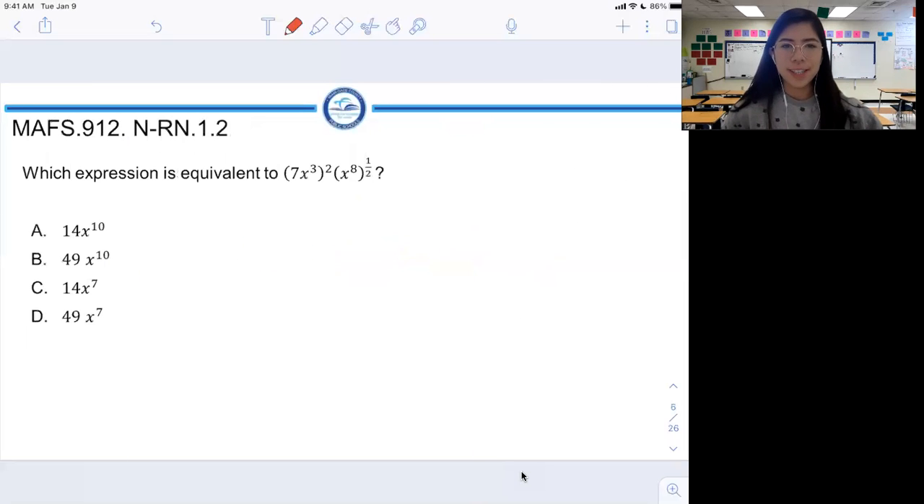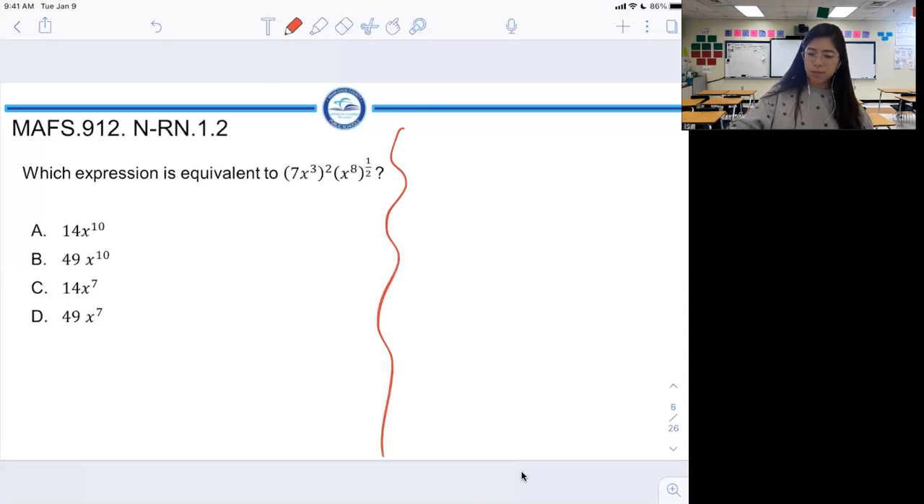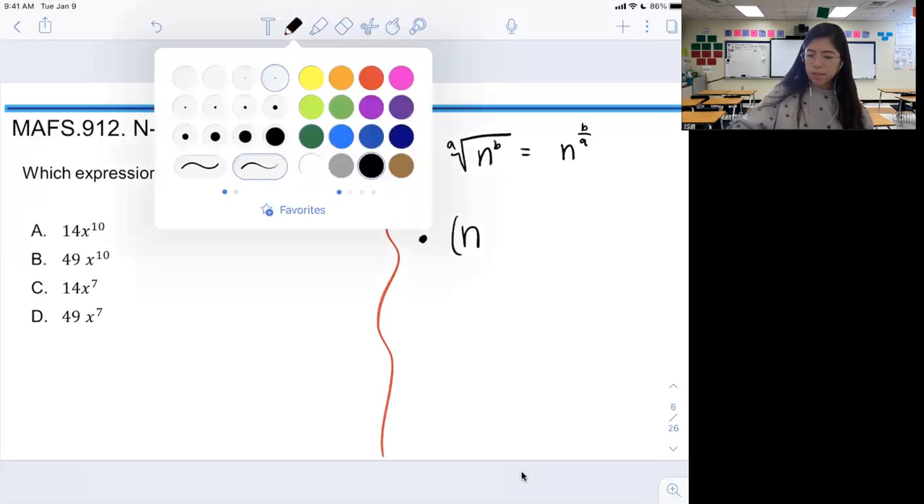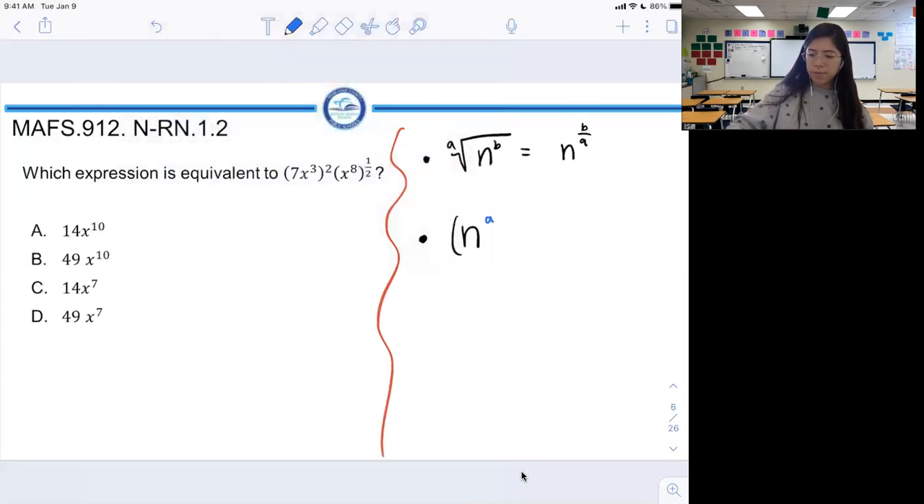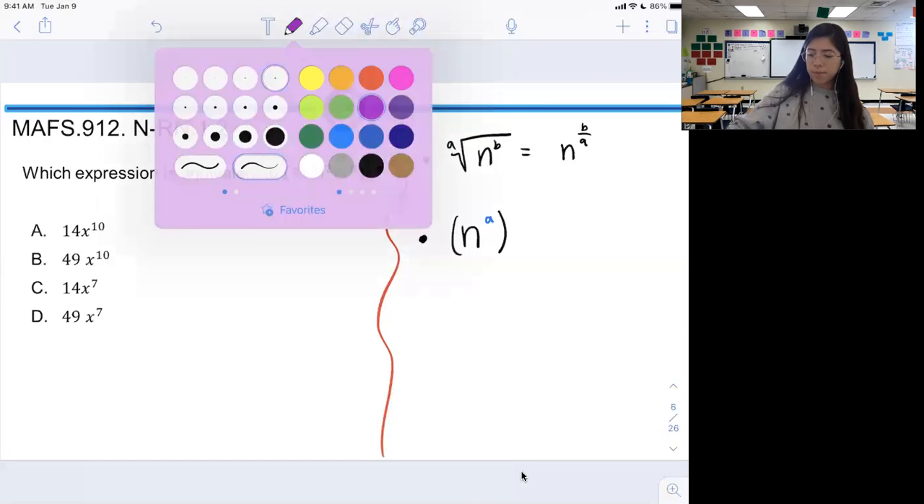Okay, now we've got a pretty tough one. We've got to remember a couple of things before we begin. We already went over the radical rule, so I'll write that one down to begin with. Okay, that one we already know. Here's another one though. If you have a number to the power of a different number, in parentheses, to the power of yet another number.